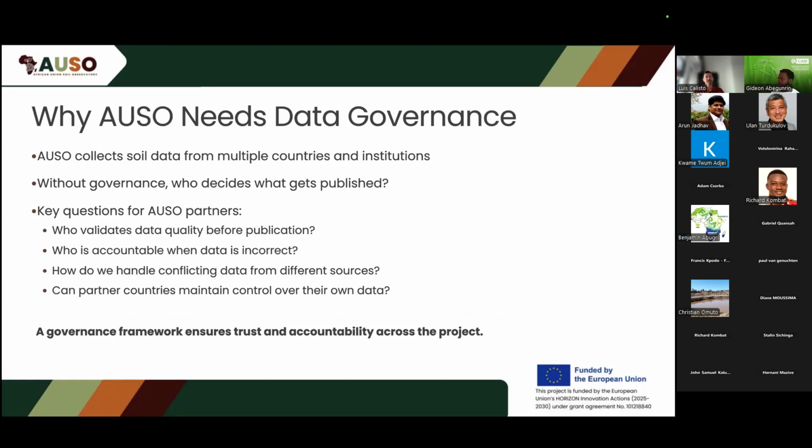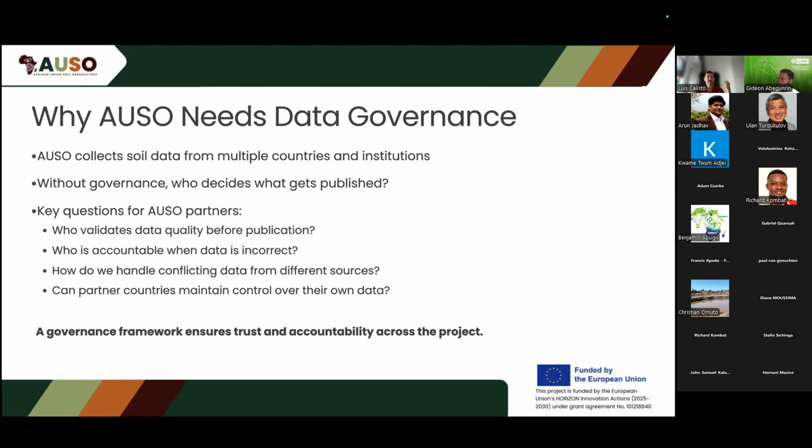These are the key questions for the different stakeholders. Who validates data quality before the publication? Who is accountable when the data is incorrect? If something is incorrect, who is responsible for fixing it? How do we handle conflicting data from different sources? Imagine that you have data from different sources and they are conflicting. Who needs to sort that?